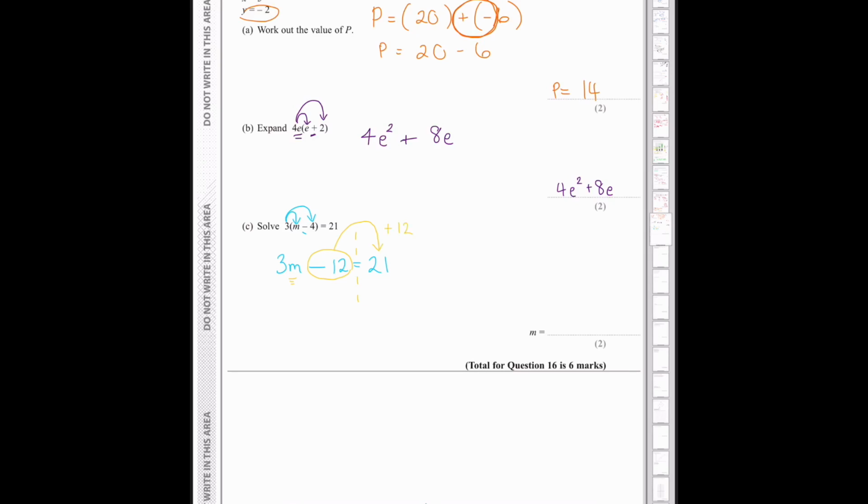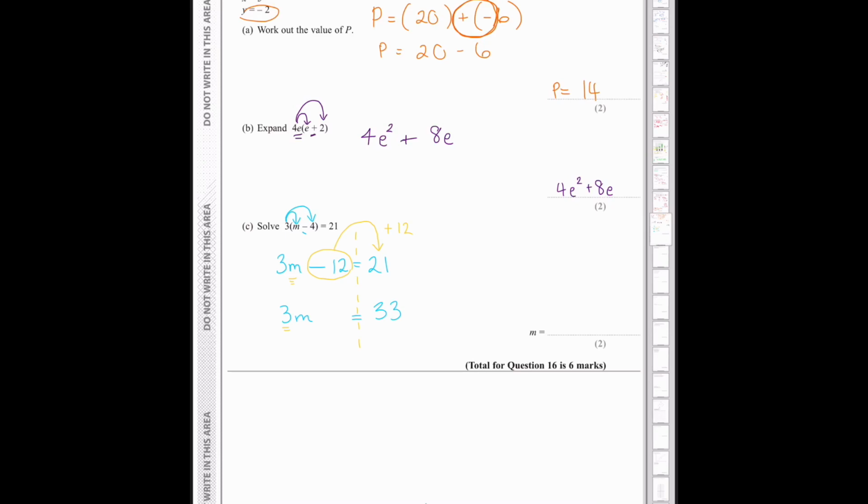Okay? If I add it, I then end up with 3m on this side equals, and you're going to do 21 add the 12, giving you 33. Now all we need to do, still thinking of this equals sign as a barrier, is get rid of this 3.